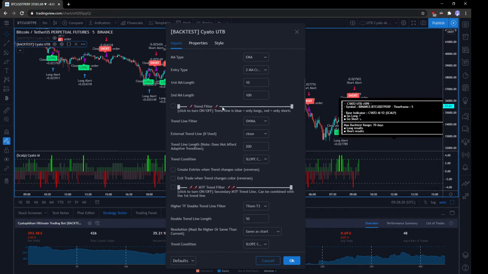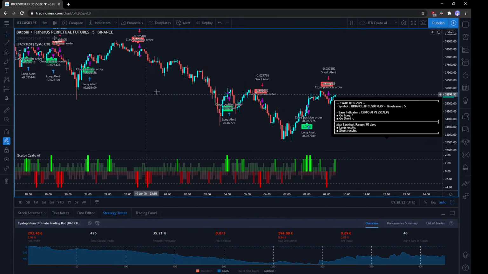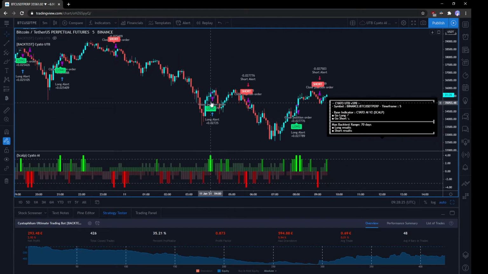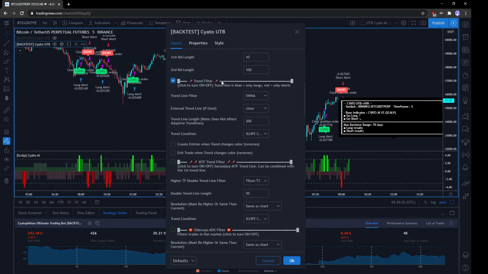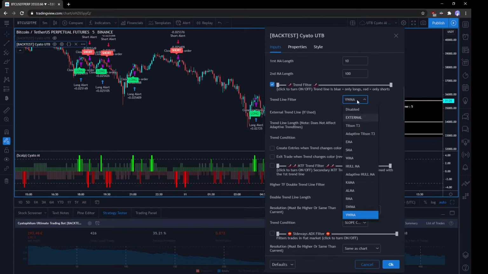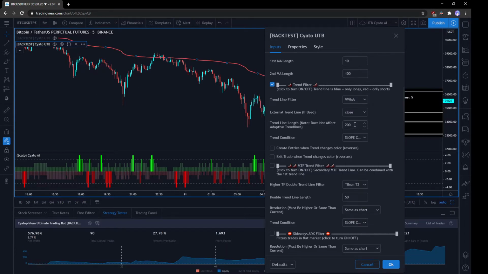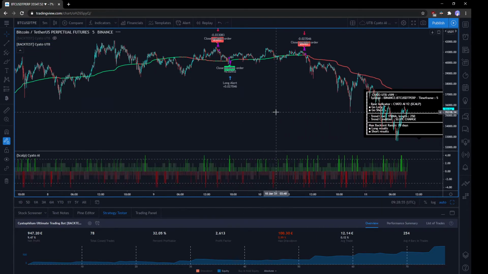So we want a trend filter because we don't want to, for example, trigger long on the downside market. So we want to turn on the trend filter, and I did not try all the trend lines, but the volume weighted moving average seems to work well. As for the length, something like 200 and 250 or more seems great with it.